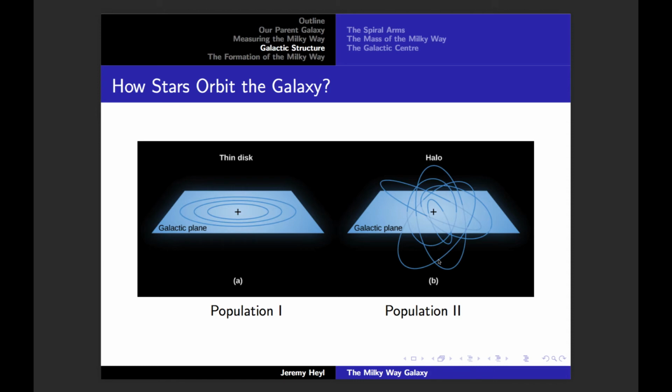On the other hand, the older stars that we call population 2 orbit in all sorts of directions, more like comets in our solar system, for example. So the older stars, for whatever reason, when they were forming, got velocities that pointed in all sorts of directions. And the stars that formed more recently formed out of this rotating disk of gas. So their orbits look like that. So we're seeing how the galaxy gets formed, how the different parts get formed.